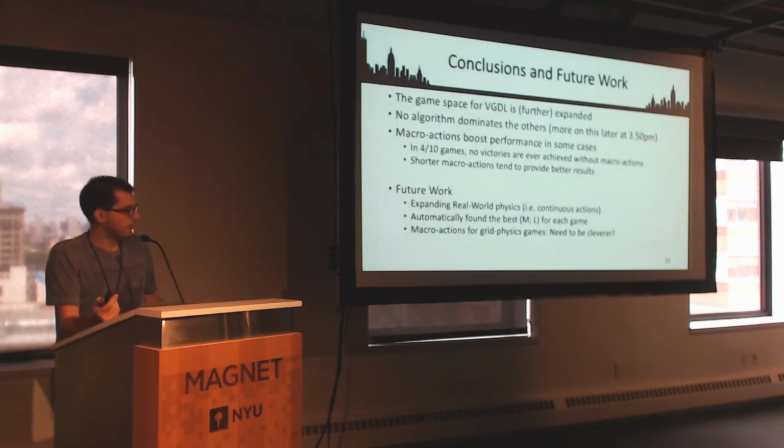And also we'd like to see if we are able to apply this macro action idea to grid physics. We have done some experiments. Actually, it's possible to win Frogs with macro action length of 5 almost 100% of the time, even though if you just use the default MCTS, you'd never win.